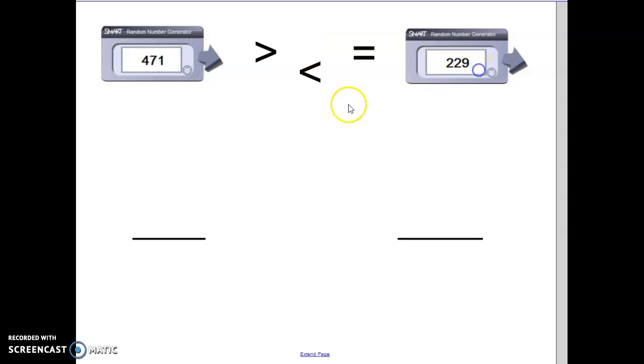All right, here are two numbers, 471, 229. I know that 471 is greater than 229.